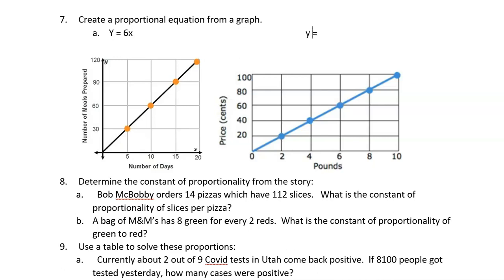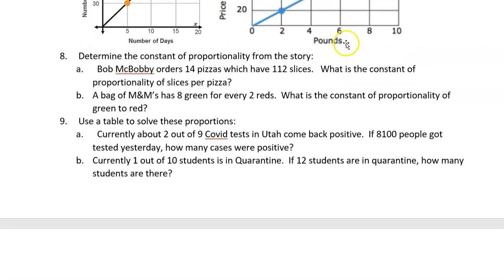This one here, y equals, what's my constant proportionality? Y divided by x, 20 divided by 2 is 10x. And again, I could do 40 divided by 4, 60 divided by 6 as well. Y equals constant proportionality times x will give me the equation each time.